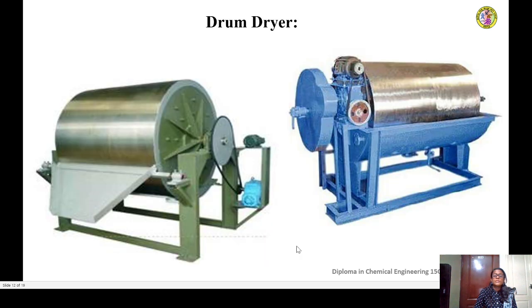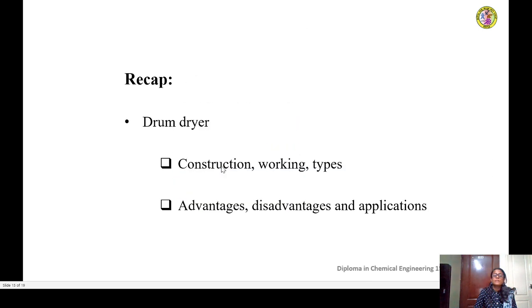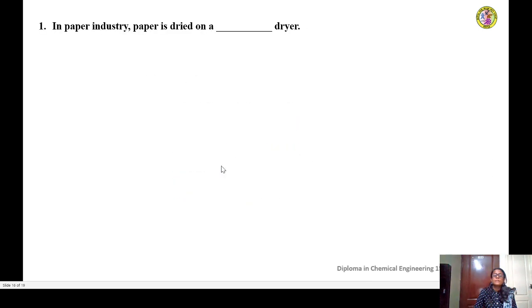So some pictures showing you the actual view of a rotary dryer. This is the cylinder dryer. You can see the continuous sheet of paper is getting dried on the drum dryer.